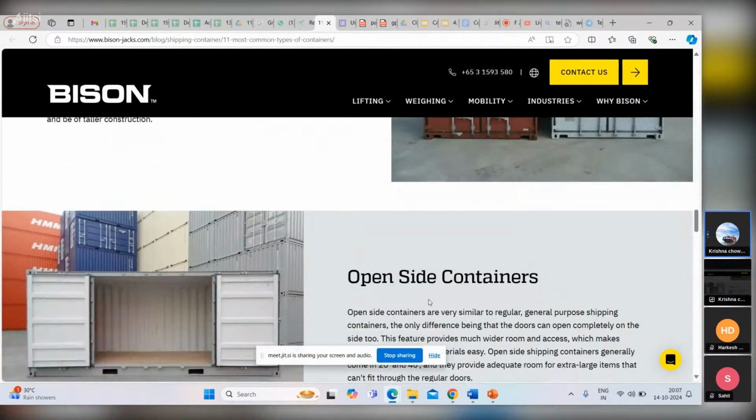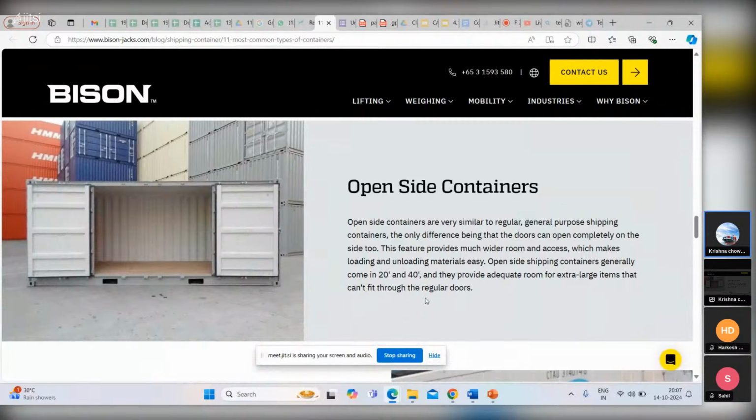Then we have open side containers. Some containers are open from the sides. These are similar to the regular general purpose containers. The only difference is the door is completely open on the side. This feature provides much wider room and access. So if you are using a forklift or something, you can directly put the cargo inside on pallets or something, which makes loading and unloading materials easy. Open side shipping containers generally come in 20 foot and 40 feet, and they provide adequate room for extra large items that can't fit through the regular doors.